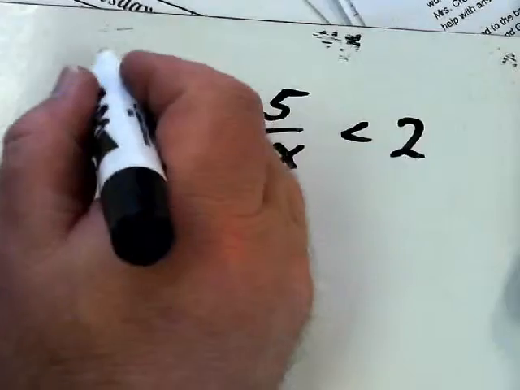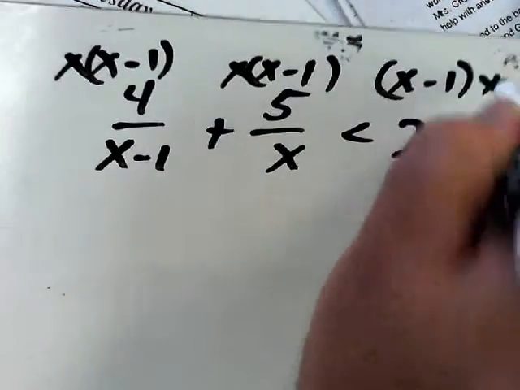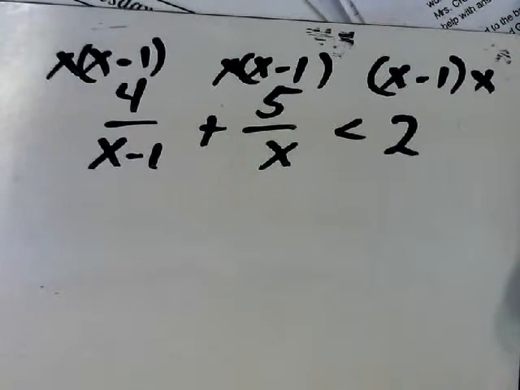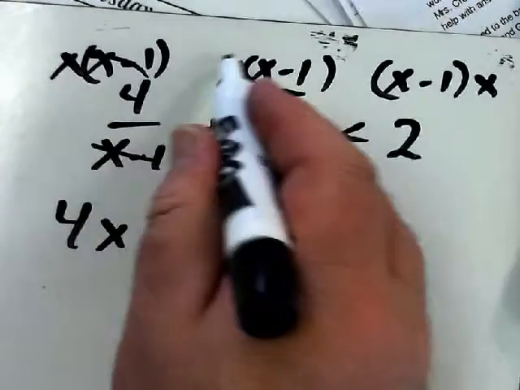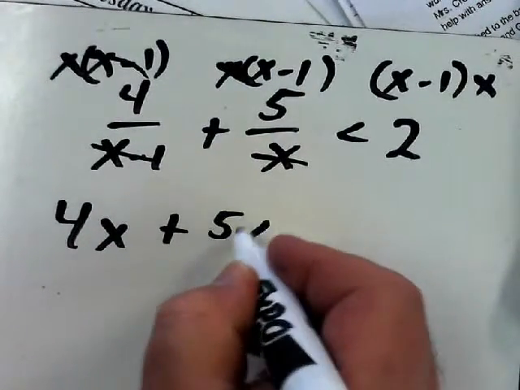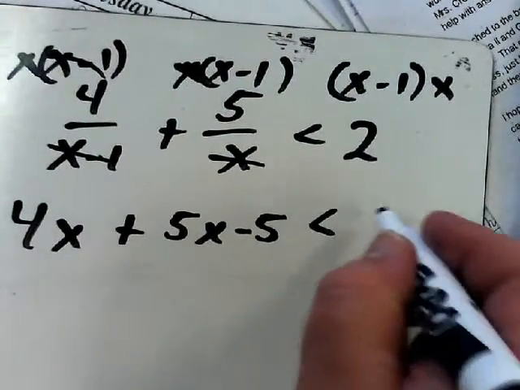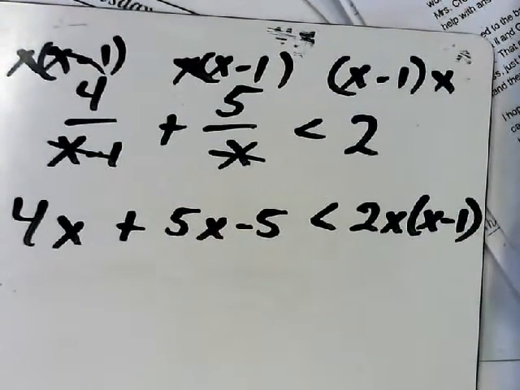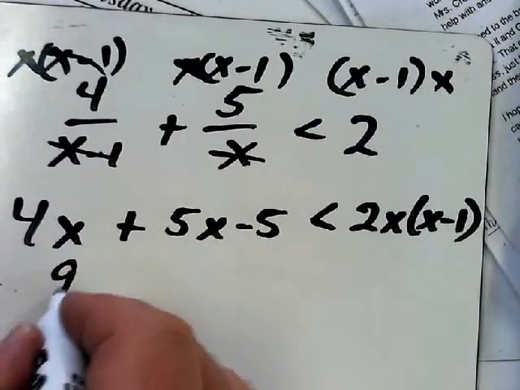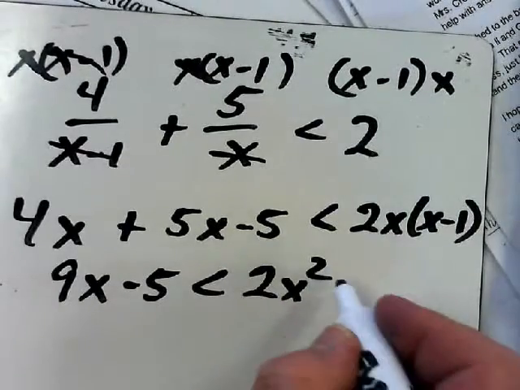No. Okay. X minus 1 and x minus 1 and x minus 1 and x. Common denominator. This one cancels this, so I'd have 4x. This cancels this, so I'd multiply and have 5x minus 5. Nothing to cancel here, so I'd have 2x times x minus 1, and I still need to multiply it out. So 4x plus 5x is 9x minus 5 is less than 2x squared minus 2x.